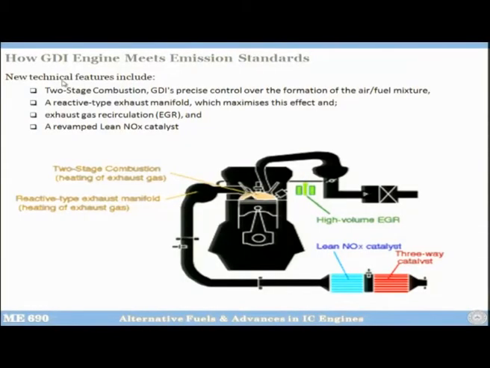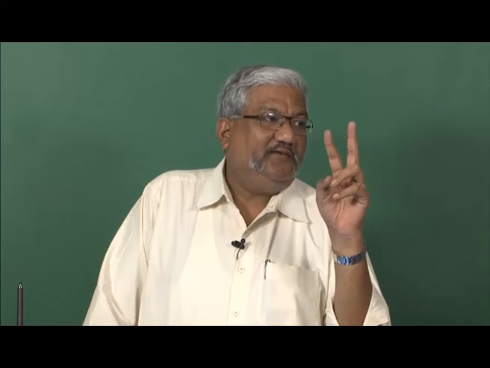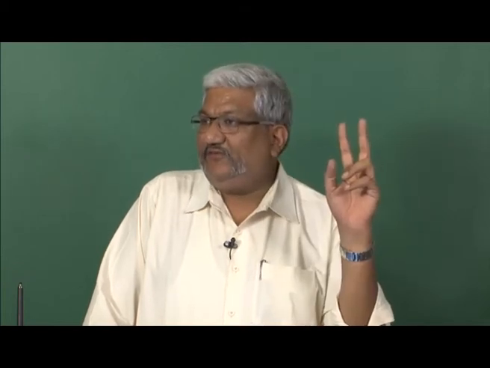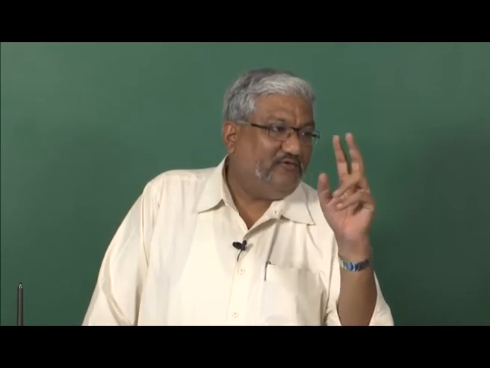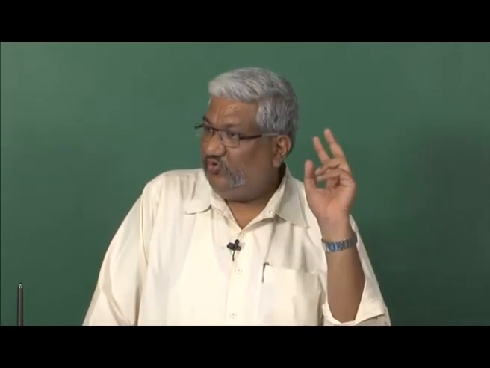So I told you how the GDI engine is going to meet even the most stringent emission norms. First is the two-stage combustion. Now don't get confused, but there are several twos here. The first was two combustion modes, stratified and homogeneous, one at part load, the other at full load, and mixing. So what was it for? One for suppressing the knocking and also for suppressing the soot formation.